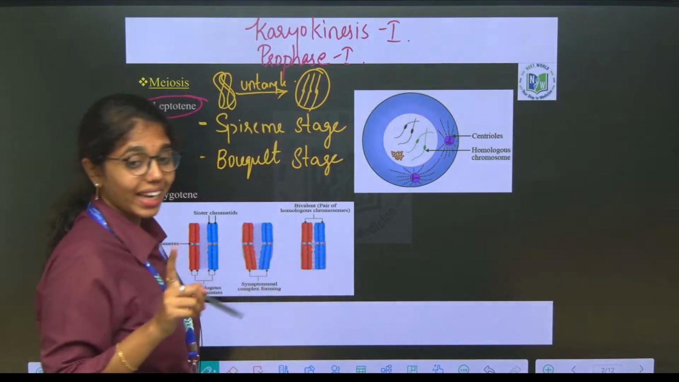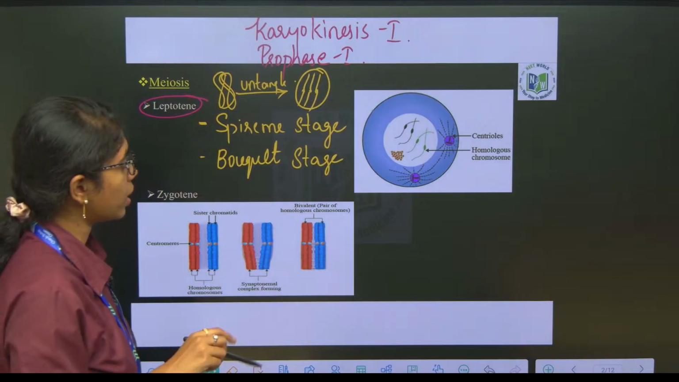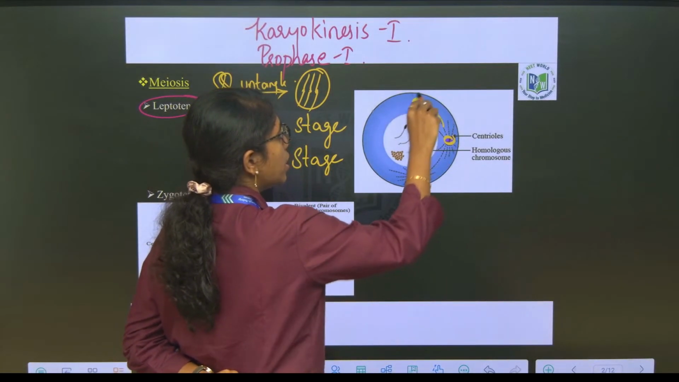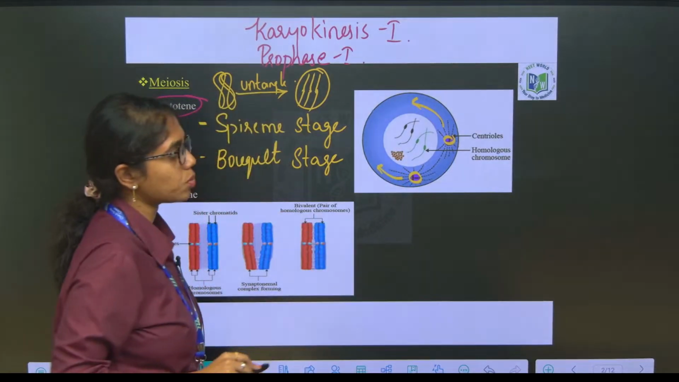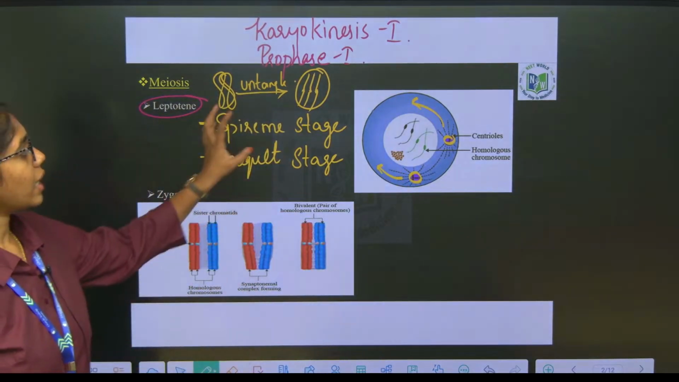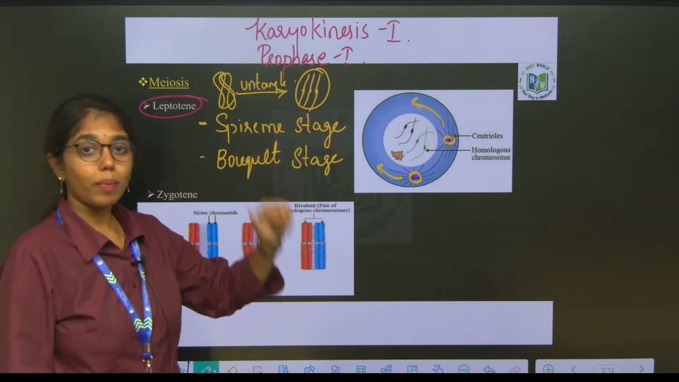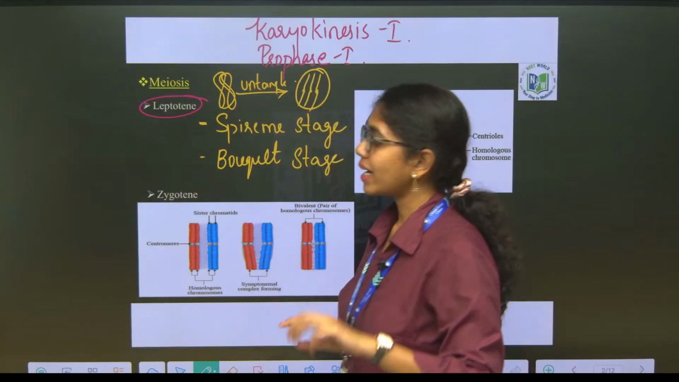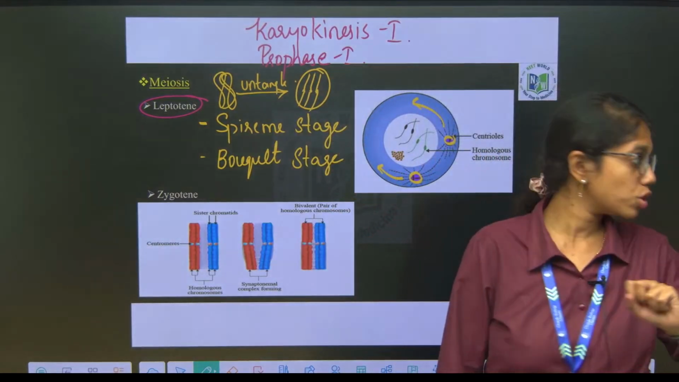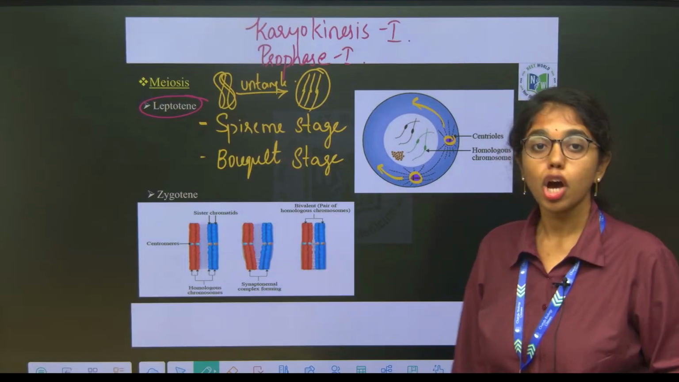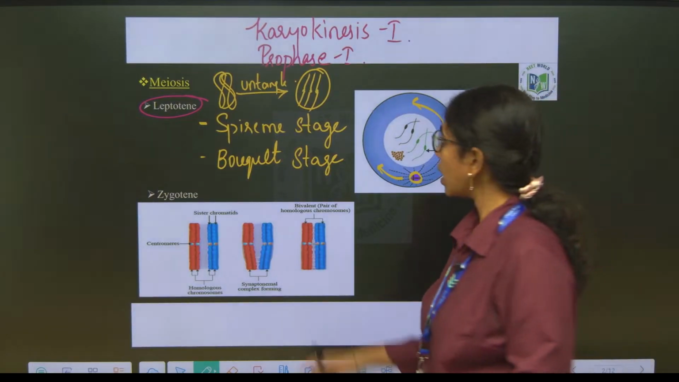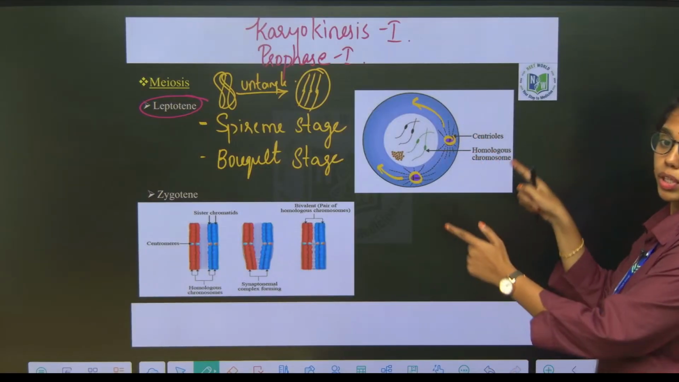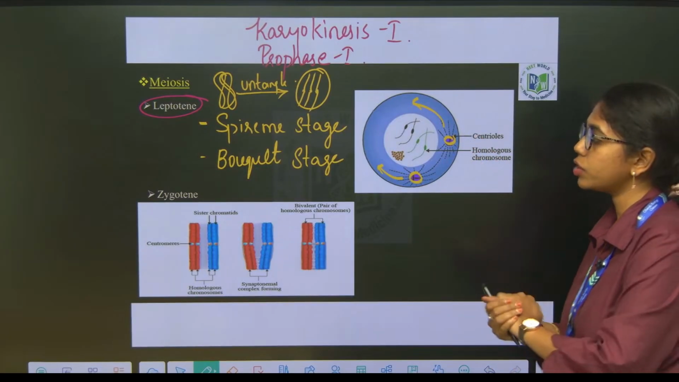And the second event that is happening in leptotene is the centrioles will start moving to the opposite poles, like this. So, what are the two events of leptotene? Chromatin gets untangled to chromatids, and these chromatids adjoin to the nuclear membrane, which is called the spireme stage or bucket stage, and then the centrioles or centrosomes will start moving towards the opposite poles. These are the events of leptotene.